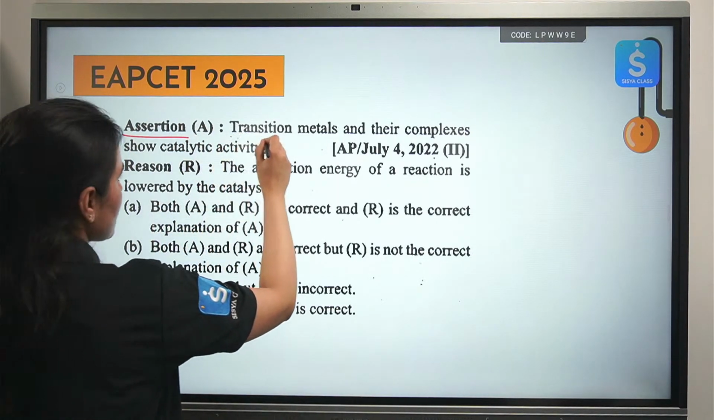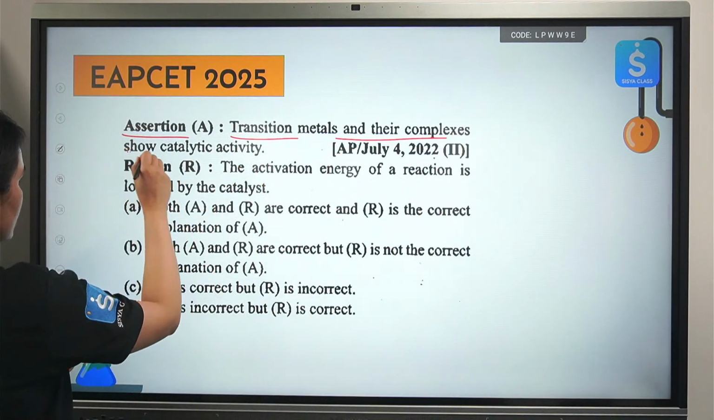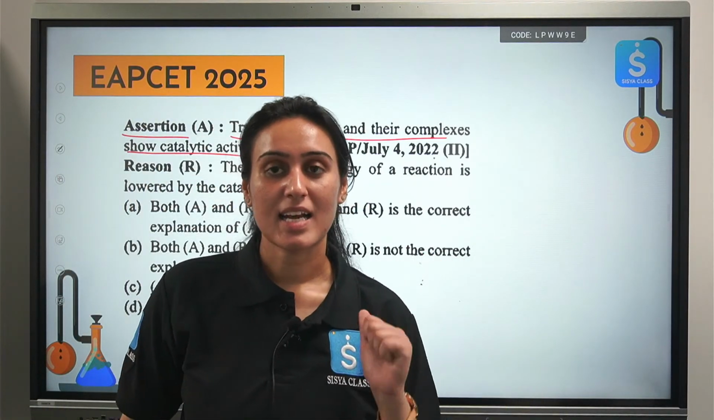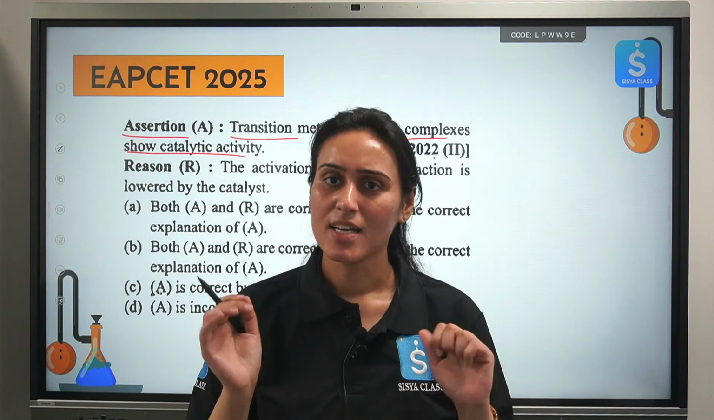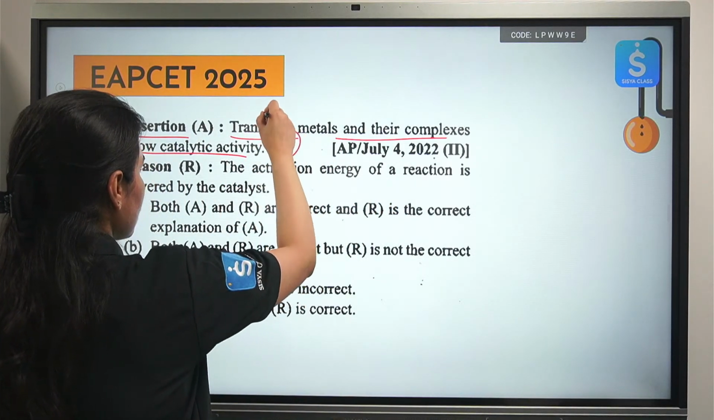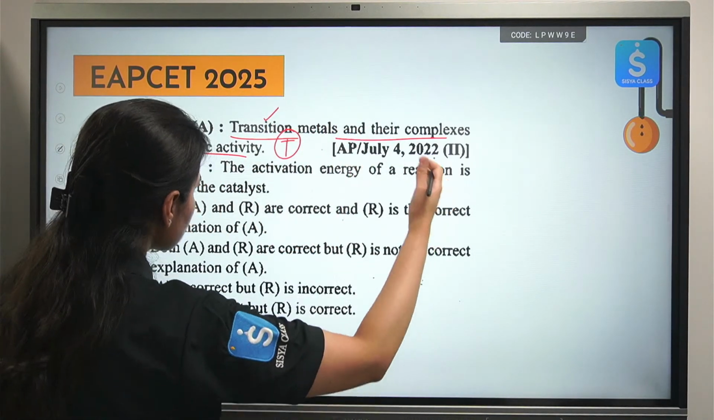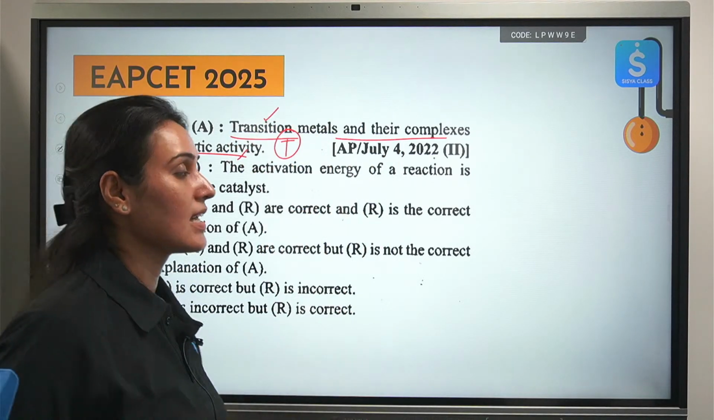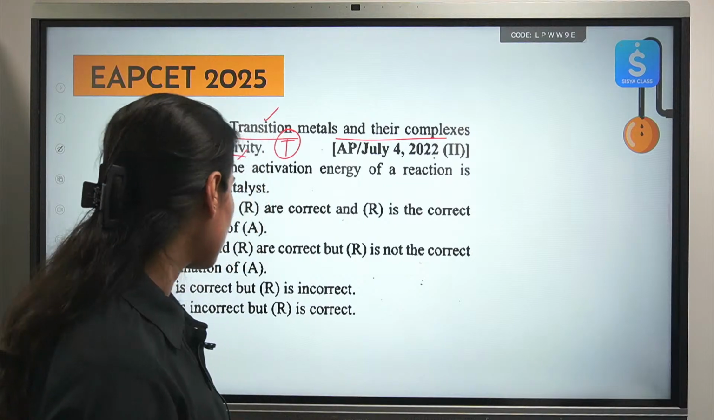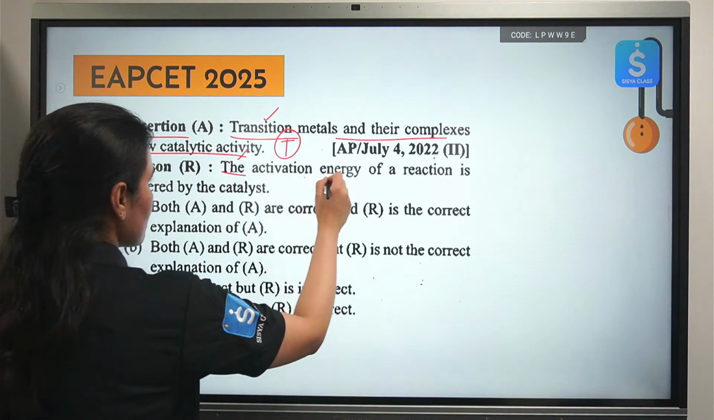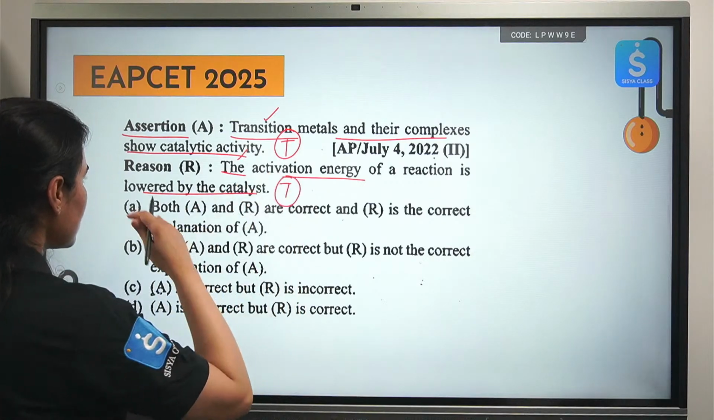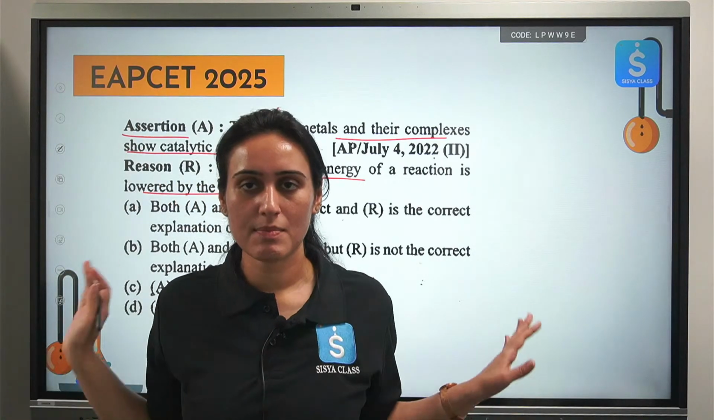Assertion: transition metals and their complexes, they show catalytic activity. Remember some important features about d and f block elements, transition elements, they show catalytic activity. So this statement is true. While these transition metals show catalytic activity, the reason must be variable oxidation state. Okay, so see the reason now. The activation energy of the reaction is lowered by the catalyst. That is true. See, assertion is a true statement.